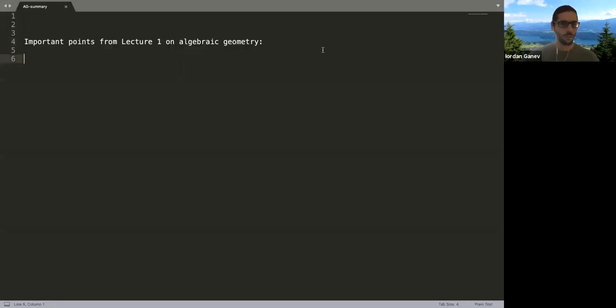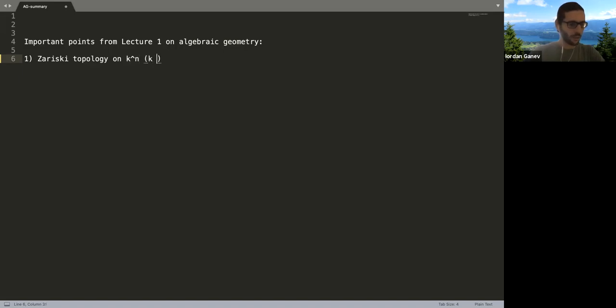Okay, so I thought we'd just cover a few of the key points from the last lecture. This is maybe something like a cheat sheet, so you can go back and review the things as necessary. So the first thing we covered was the Zariski topology on k to the n.